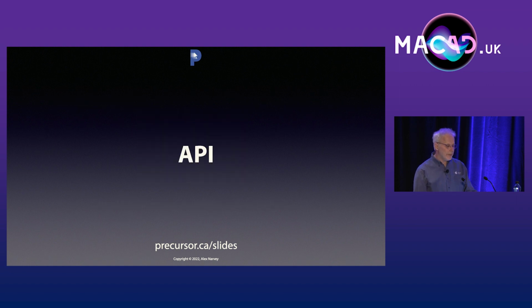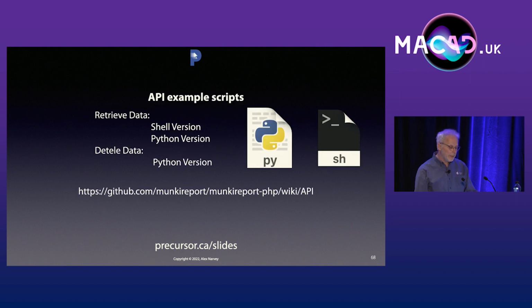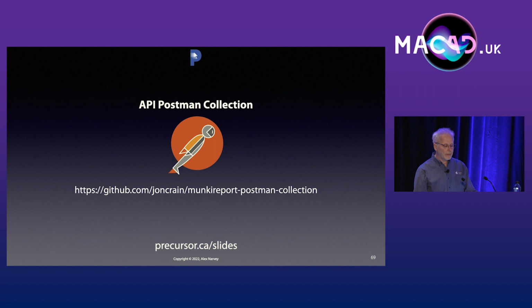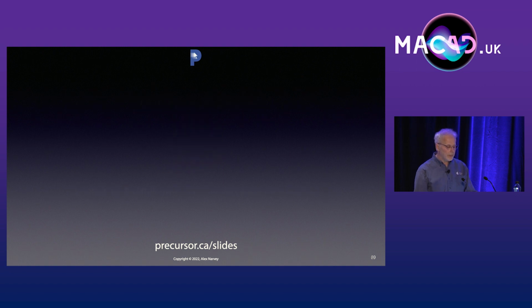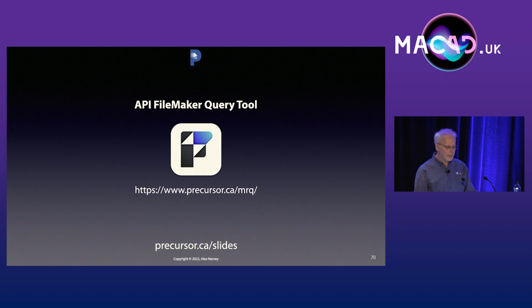MunkiReport has a rudimentary API. The author, Arjen van Bochoven, has provided some example shell and Python scripts to work with. John Crane has an excellent Postman collection, so you can use Postman. And yours truly manufactured a FileMaker tool that uses the API to automate monthly reports to clients.